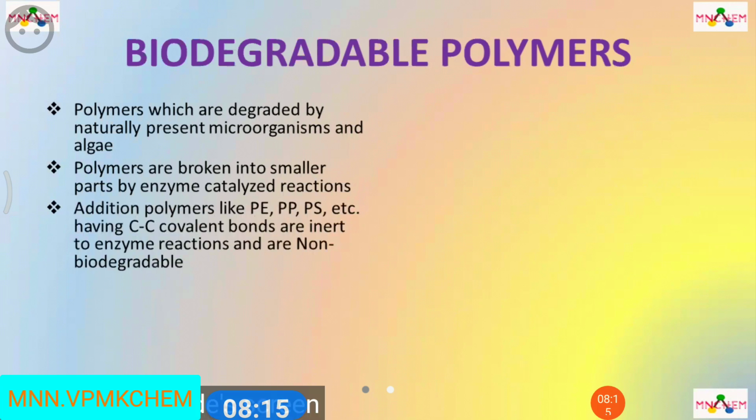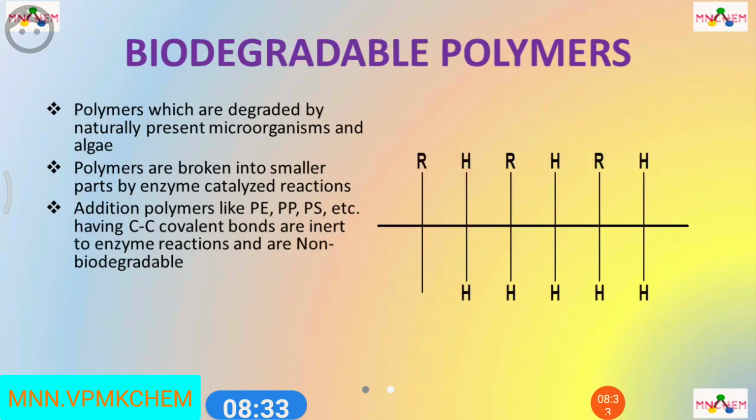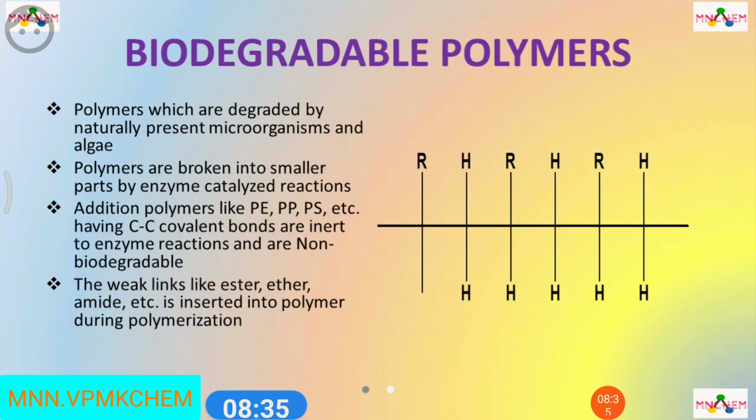Most of the addition polymers like polyethylene, polypropylene, polystyrene have carbon-carbon covalent bonds, which are mostly inert in nature and are non-biodegradable. The enzymes cannot break those bonds. So we need to create weak linkages between these carbon-carbon covalent bonds, and these weak links can be inserted during the polymerization process.